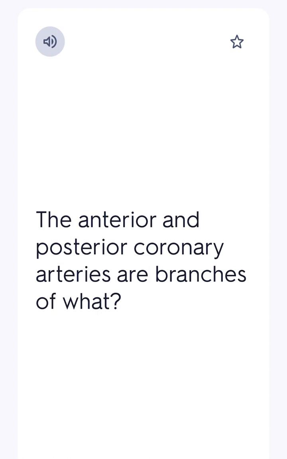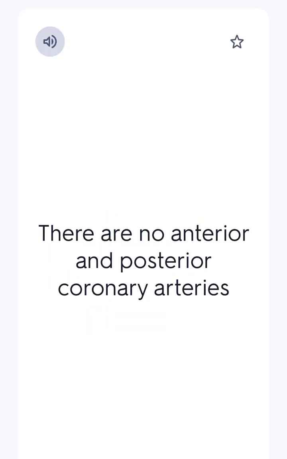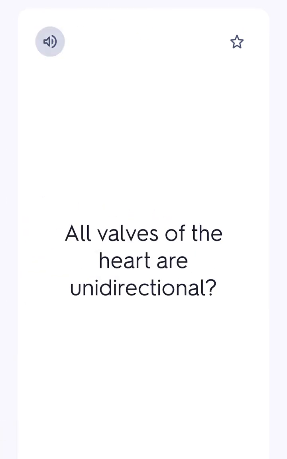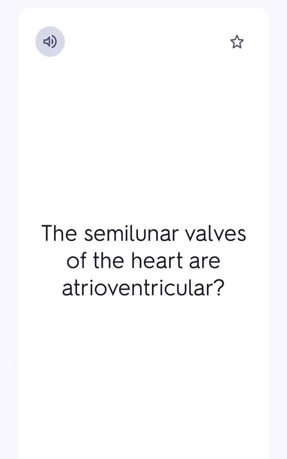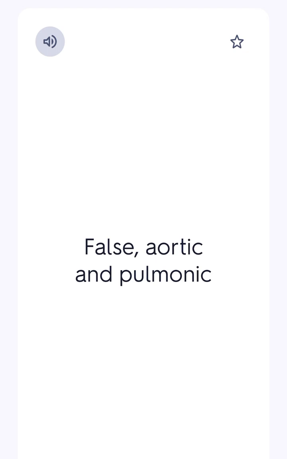The anterior and posterior coronary arteries are branches of what? There are no anterior and posterior coronary arteries. All valves of the heart are unidirectional? True. The semilunar valves of the heart are atrioventricular? False. Aortic and pulmonic.